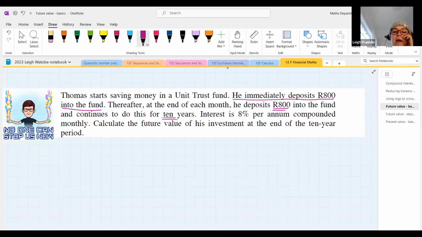Interest is 8% per annum compounded monthly. So that's also important, 8% per annum compounded monthly. Calculate the future value of his investment at the end of the 10-year period. Okay.